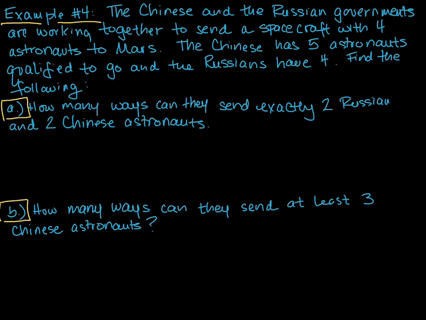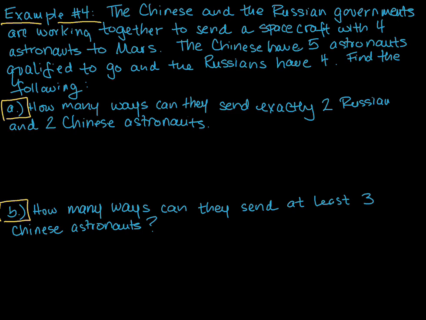All right, so for example 4, the Chinese and the Russian governments are working together to send a spacecraft with 4 astronauts to Mars. The Chinese have, pardon my grammar, the Chinese have 5 astronauts who are qualified to go, and the Russians have 4 astronauts who are qualified to go. Find the following.